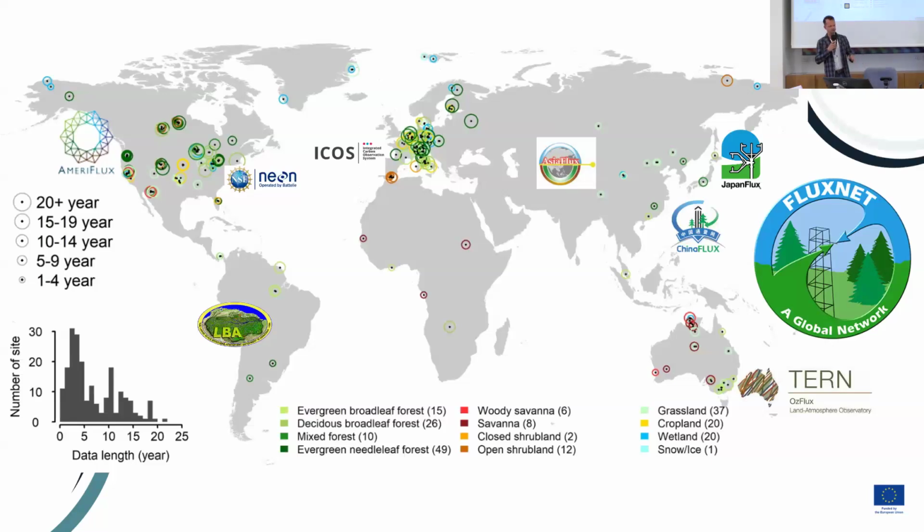What is FluxNet? FluxNet is a network of networks. So it gathers eddy covariance monitoring networks worldwide. And there are bigger and smaller networks part of it. And in this map, you can see all the stations that were part of the latest release of the FluxNet datasets, which date back 10 years ago. So FluxNet 2015. And you can also see the main research infrastructure that were a part of it.